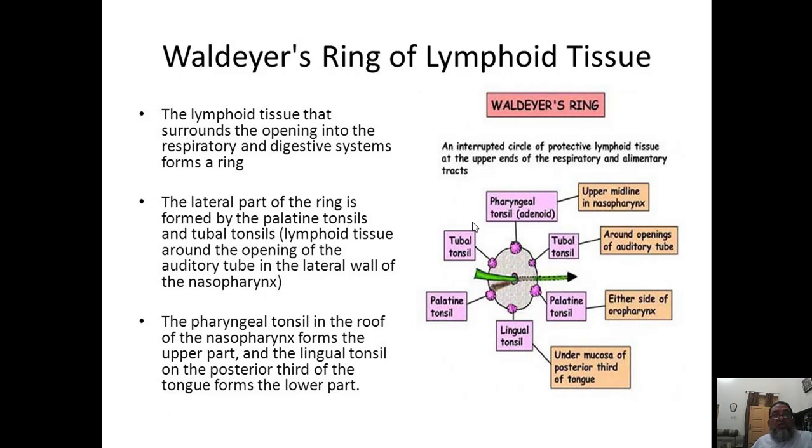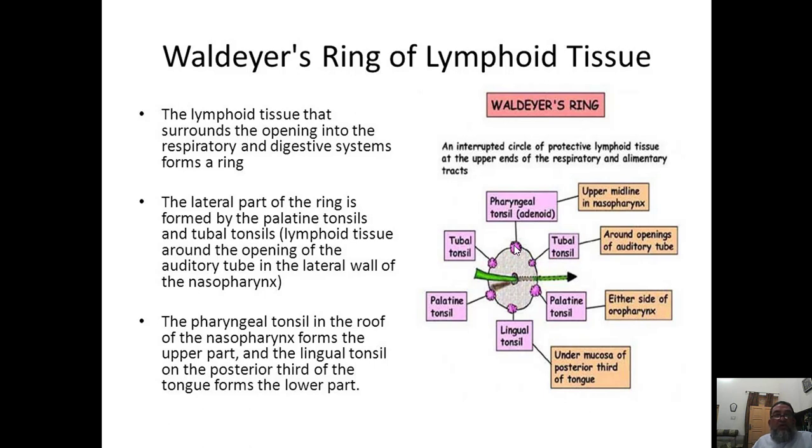The lateral part of this ring is composed of the palatine tonsil on both sides laterally, and the tubal tonsil around the opening of the auditory tube on the lateral wall of the nasopharynx. This collection of lymphatic tissue is called the tubal tonsil. If you see the posterior pharyngeal wall, the pharyngeal tonsil is also called the adenoid.